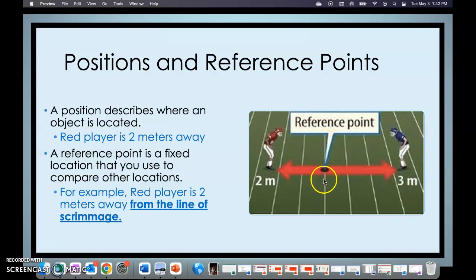The reason a reference point is so important is because when we start to get into displacement, where you are in relation to a starting point is going to be crucial to determine if it's a positive or a negative number.